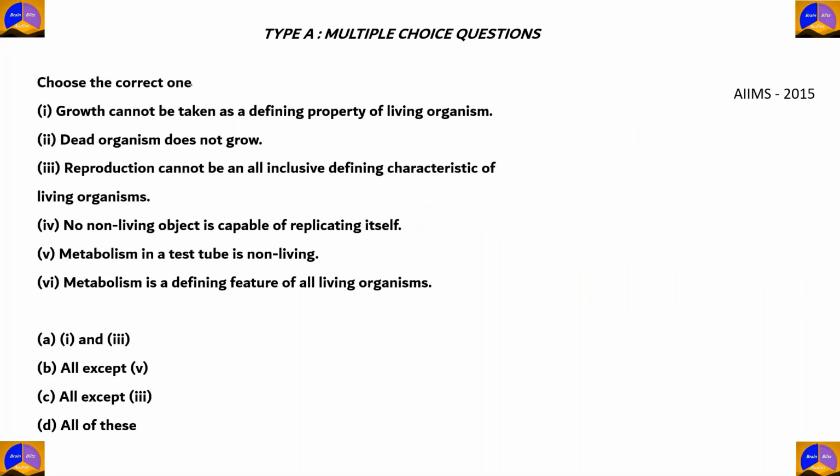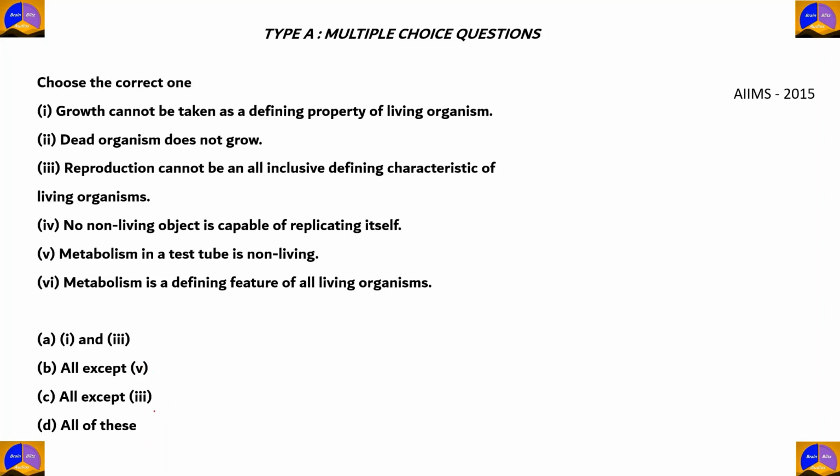Look at this question. Choose the correct one. Growth cannot be taken as a defining property of living organism. Dead organism does not grow. Reproduction cannot be an all-inclusive defining characteristic of living organisms. No non-living object is capable of replicating itself. Metabolism in a test tube is non-living, and metabolism is a defining feature of all living organisms. The options are 1 and 3, all except 5, all except 3, and all of these.